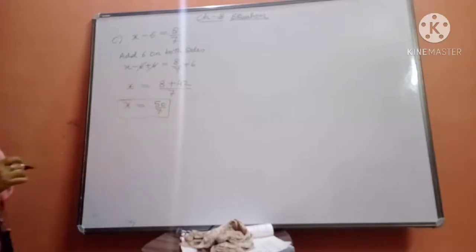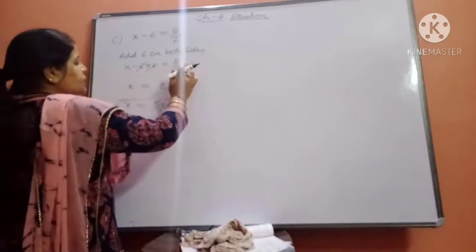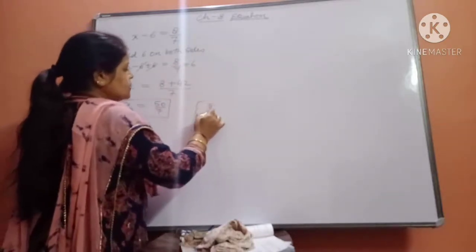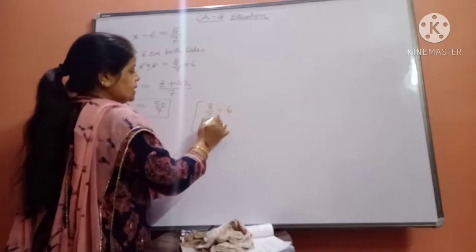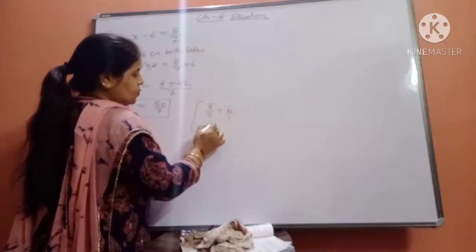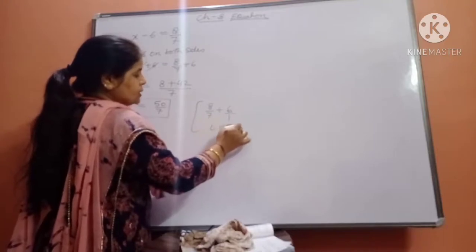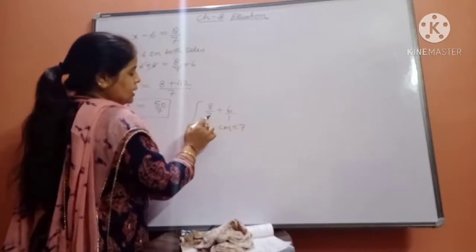So see how simply we can do this. And if you are not able to do the LCM in this way, then how will you take it? Here I am showing you 8 upon 7 plus 6 is there. So you write 1 under it. Okay. So LCM will be 7. In earlier classes you have learned. Okay. And in earlier chapters also.